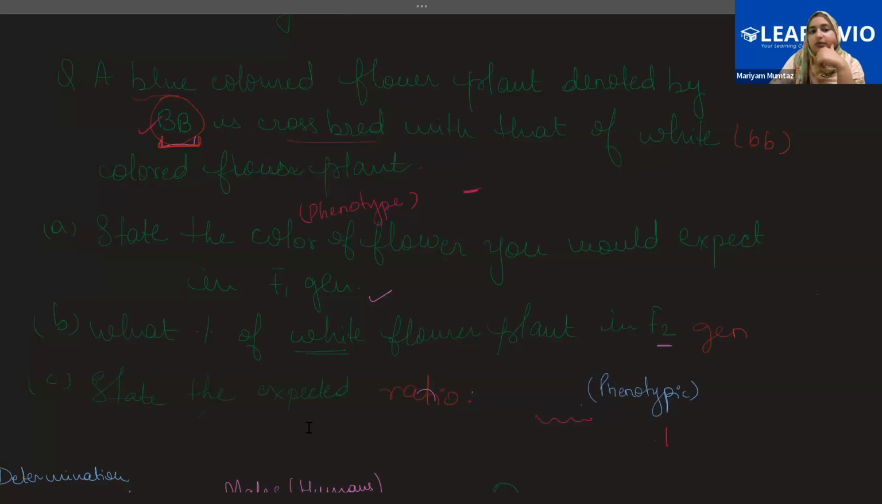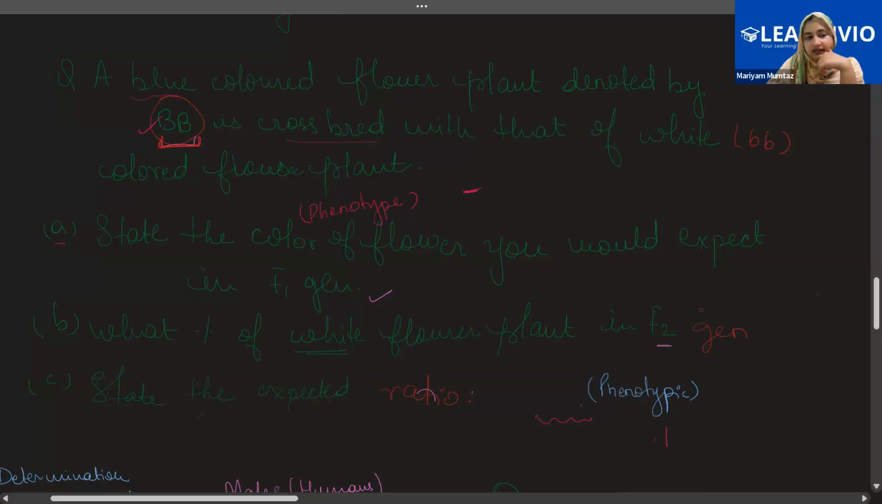This is the question. A blue colored flower plant denoted by capital B is crossbred with that of white flowered plants, small b. Now you have to answer these three questions. You can note this down in your notebook because it's a very tiny, like I said, cutie question.